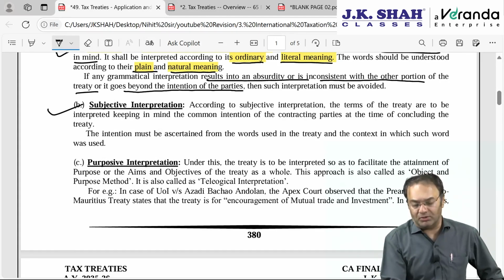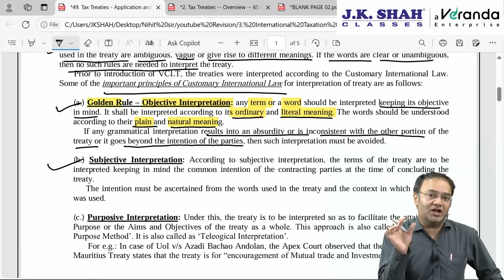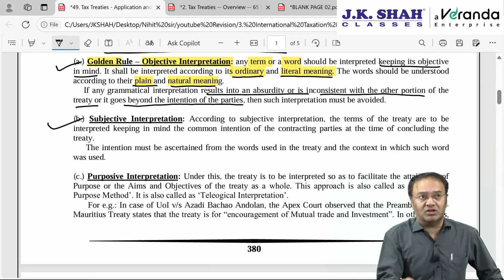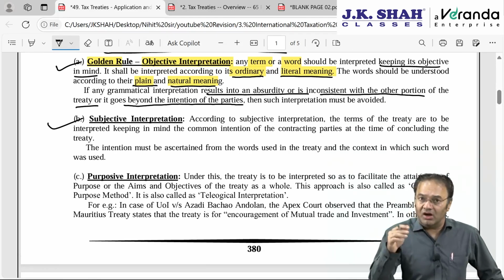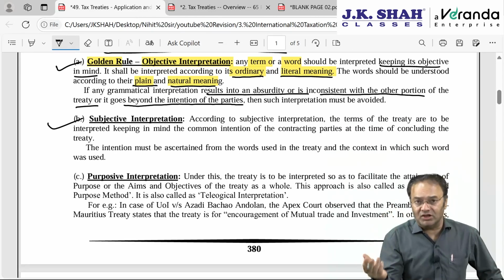Second is subjective interpretation. Don't go according to the title of the point, because the title sometimes will match and sometimes it will not match with the content.